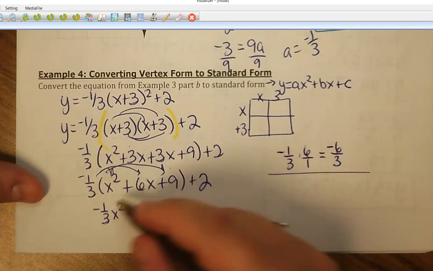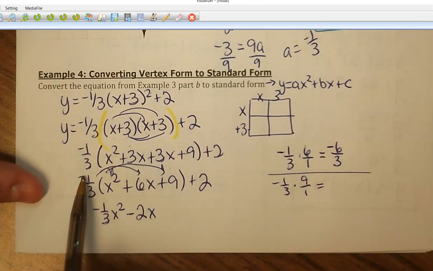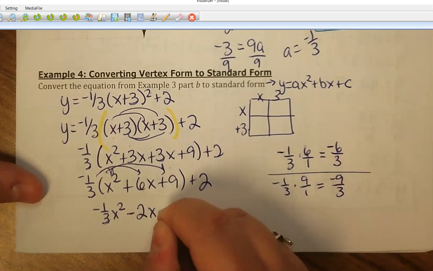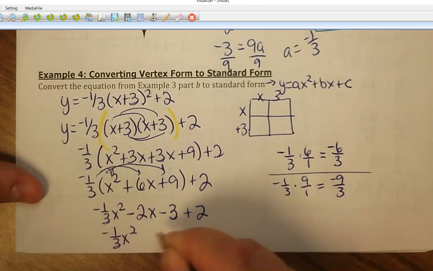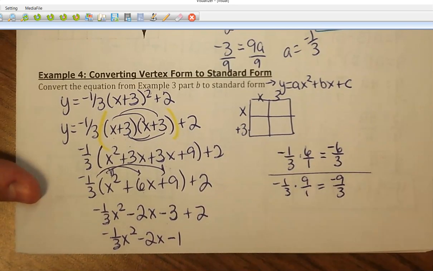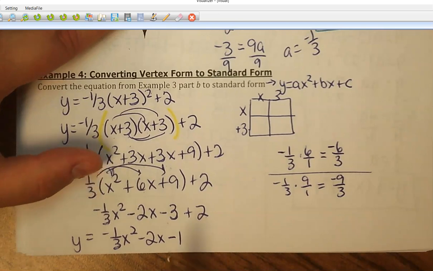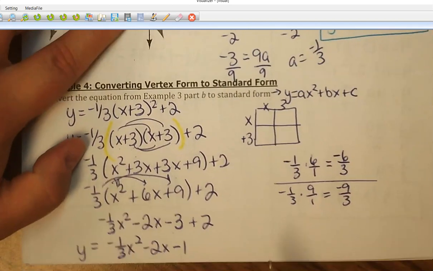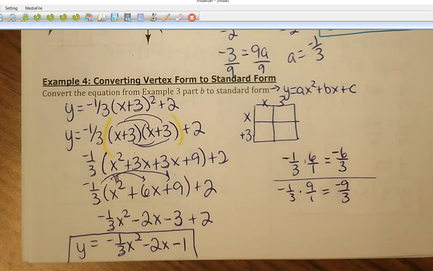And then I can do the same thing with the 9. -1/3 times 9 over 1, or just -1 times 9 divided by 3. This is going to end up giving you just a -3, and then I'm going to bring down the plus 2, so -1/3 x squared minus 2x. Combine these guys, and you finish off with a -1. And maybe a quick way to check that, come right back up here. My y-intercept should be -1, and you guys can't see the graph, so I'm going to pull it down. My y-intercept is -1, so that would be a really good way as a quick spot check. But this is all multiplied out. Same equation, but in standard form.